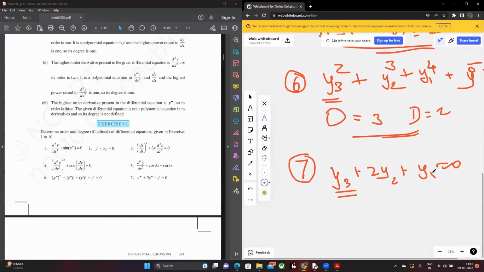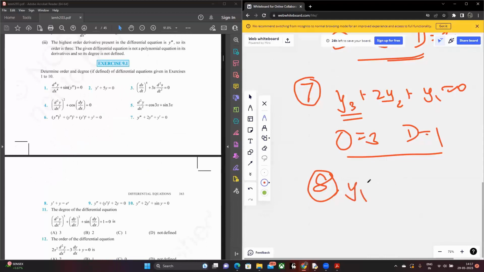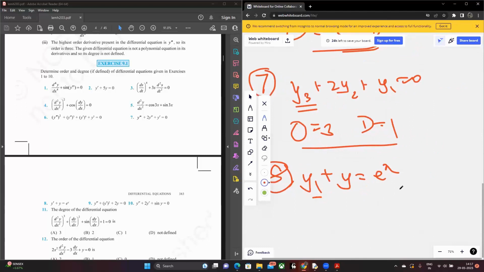Same way, linear polynomial. So the order and degree are well defined. The order is 3, the degree is 1. Right? Question number 8. y' + y = e^x. Right?